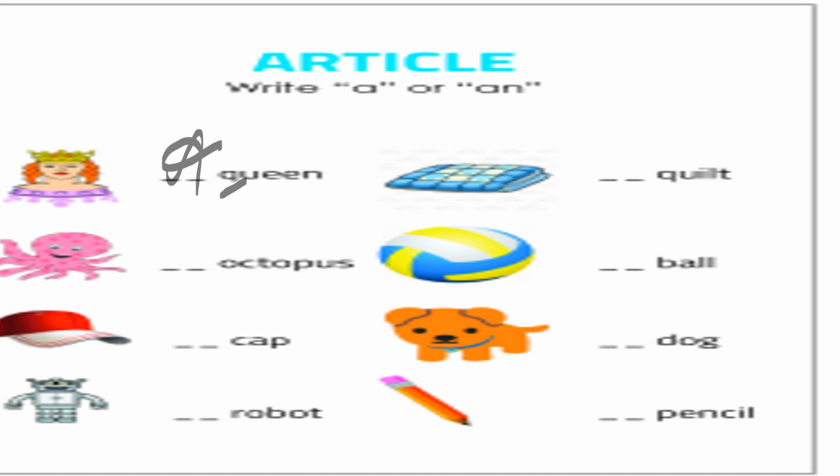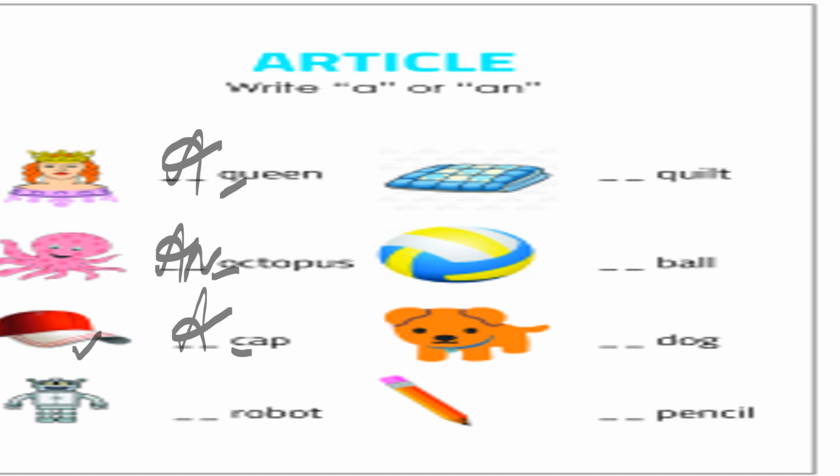Next, octopus. O is a vowel. And here we are talking about one octopus. So an octopus. Next is cap. So what are we supposed to write here? A or an? Yes, very good kids. A cap. Why a cap? First of all, we are talking about a single cap. And second thing is C is a consonant. So that's why a cap.